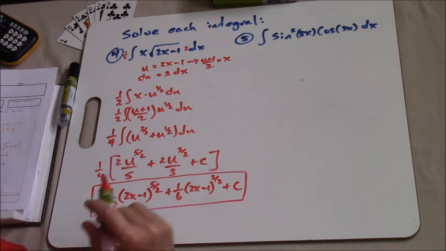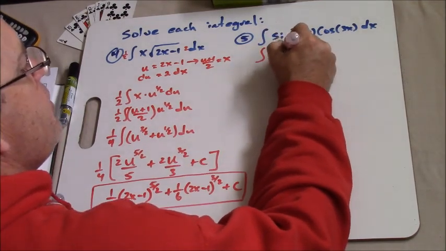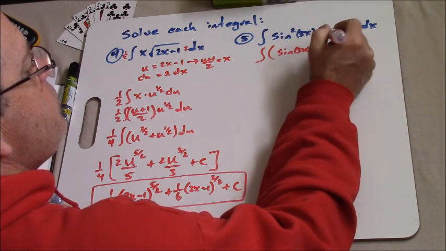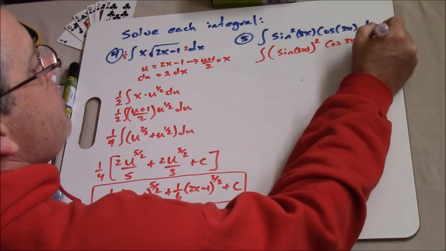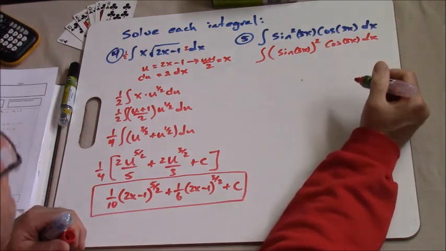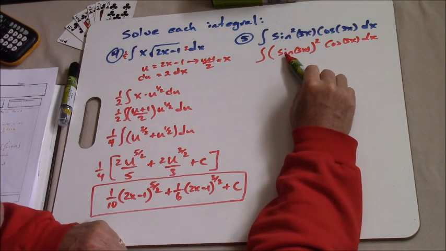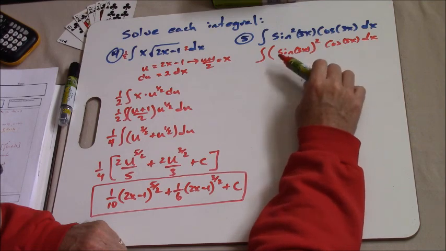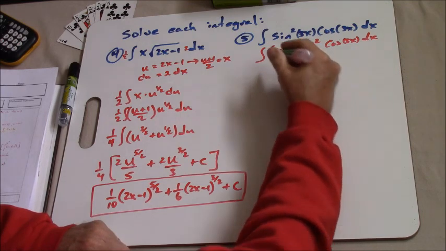All right, for the second one, I want to think of this as the sine of 3x squared times the cosine of 3x dx. And you know, the biggest problem with this is a lot of times people look at this and they just go, oh yeah, the derivative of this is a cosine, add 1 to the exponent, divide by the new one, done. And you got to be a little more careful than that.